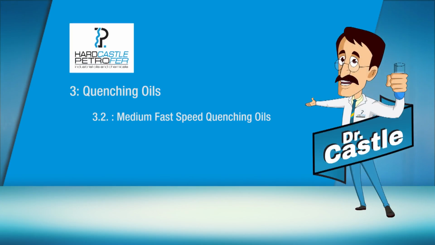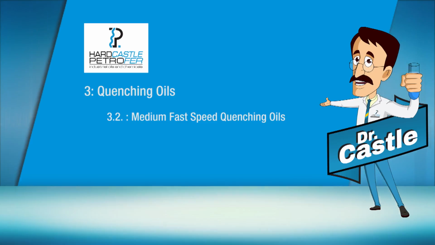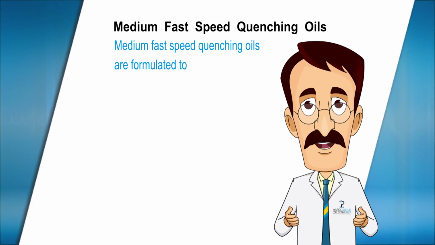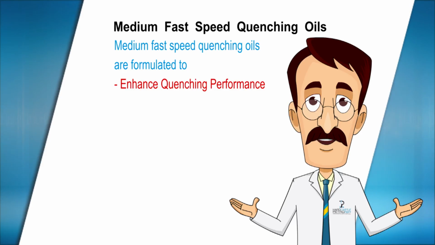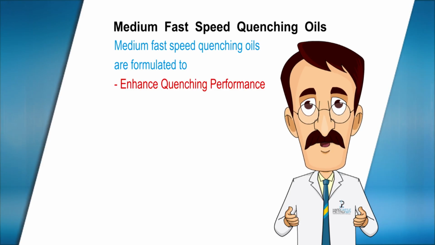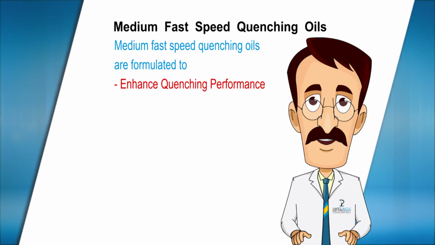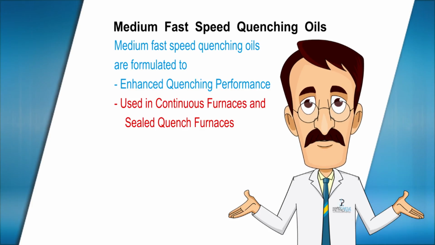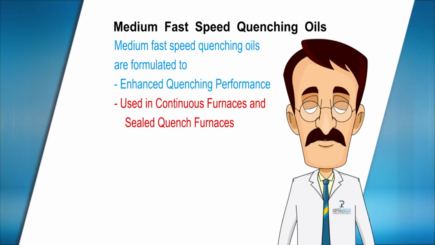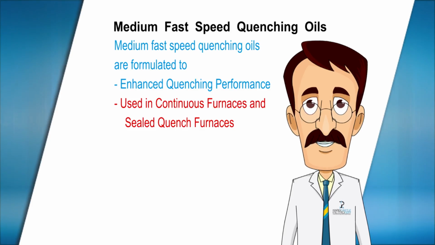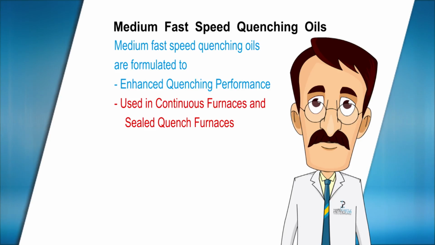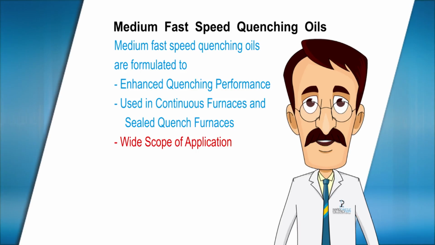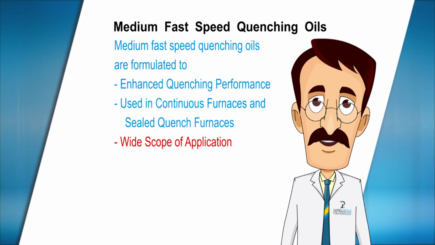Now let's move on to discussions on the medium fast speed quenching oils. Medium fast speed quenching oils are formulated to enhance quenching performance. These oils are used mainly in hardening of plain carbon and alloyed steels. These oils are normally used in continuous furnaces and sealed quench furnaces. As the category name shows, the quenching speed of these oils is in the medium range, providing a wide scope of the applications across the various steel grades, parts geometry, quenching systems involved, etc.